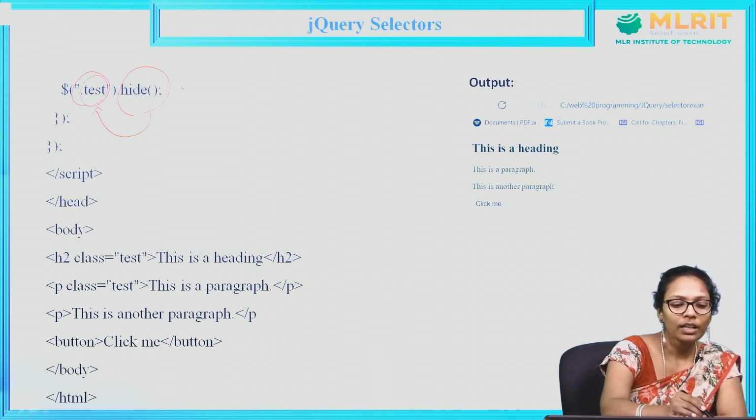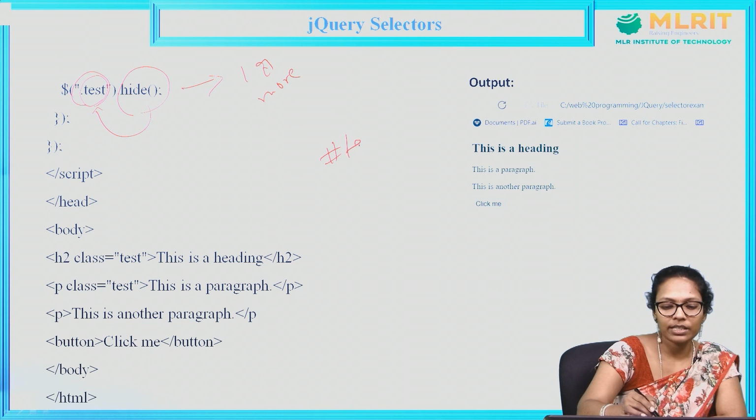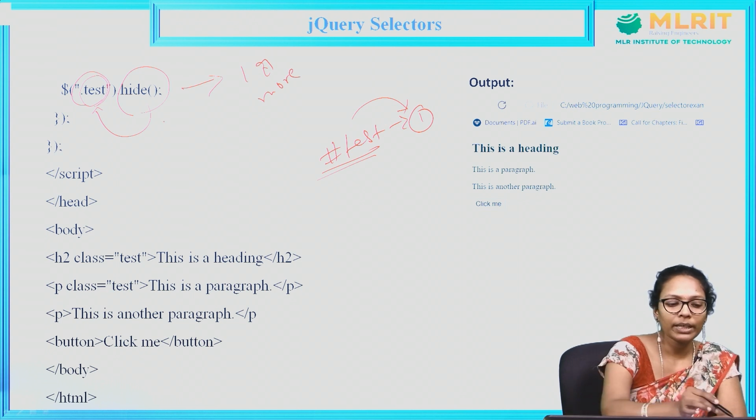So here it might be one or more elements. Why? Because if it is hash test, there will be only one element, because it is an ID, and an ID will be given to only one element. But here it is a class name. The class name can be given to one or more elements. So how many elements will be hidden will be decided based on the HTML program.